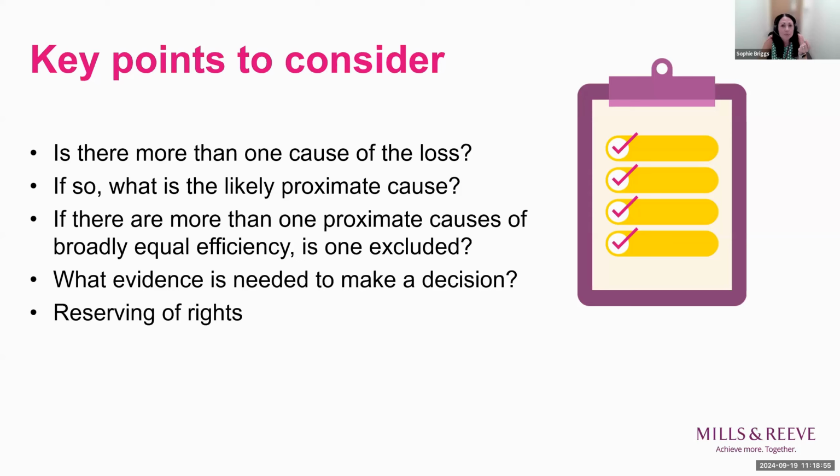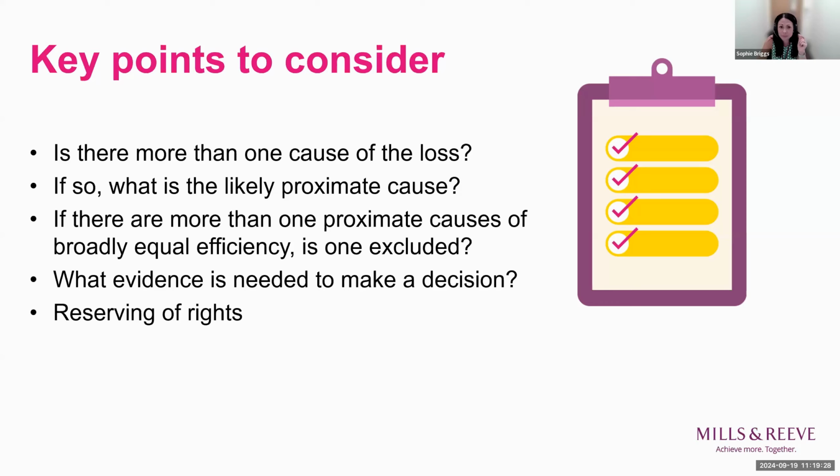If there might be more than one proximate cause, and those proximate causes are of roughly equal efficiency, is one of those causes expressly excluded under the policy? If the answer to that is no, then the loss is likely to be covered. If the answer is yes, then the loss is likely to be excluded. Now, none of that might be straightforward. So if the answer isn't obvious, the key question to ask yourself is what further information, including expert evidence, you might need in order to investigate the position and really reach a decision.